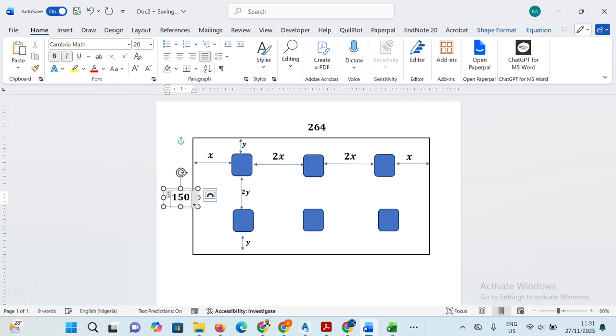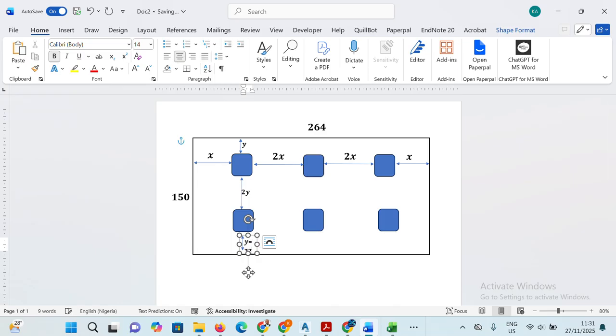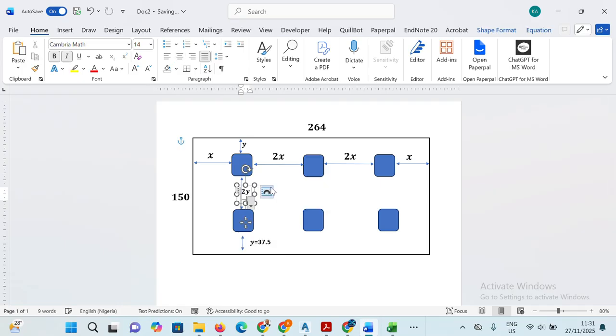We equate the total length here, which is y plus 2y plus y, to the total length in inches, which is 4y. So the height divided by 4 gives 37.5. Each y will be equal to 37.5 inches, and 2y will be 37.5 times 2, which is 75 inches.